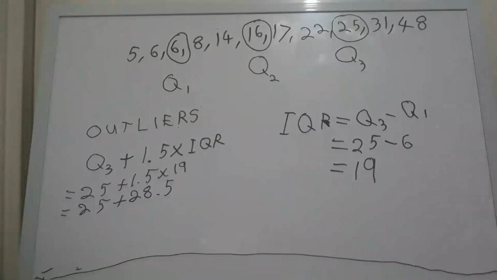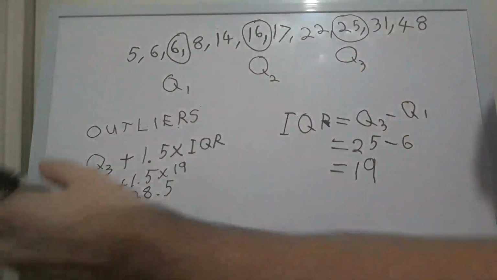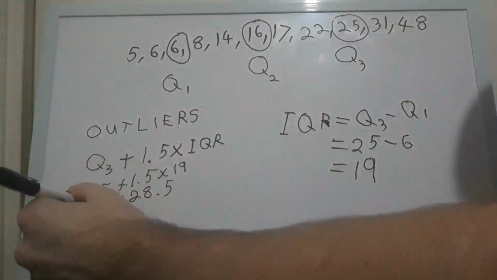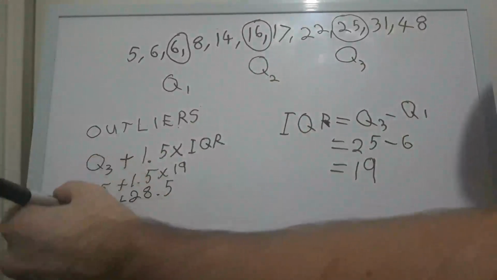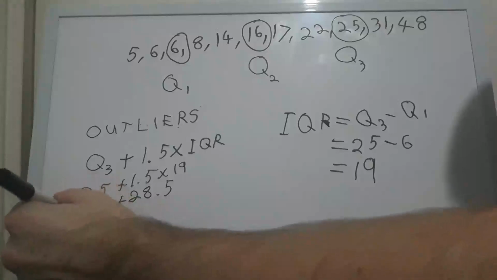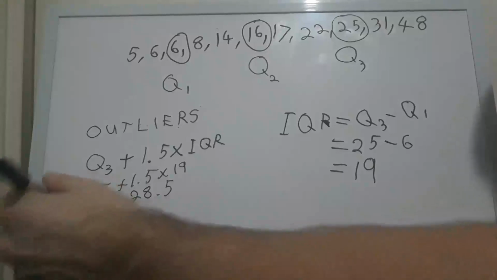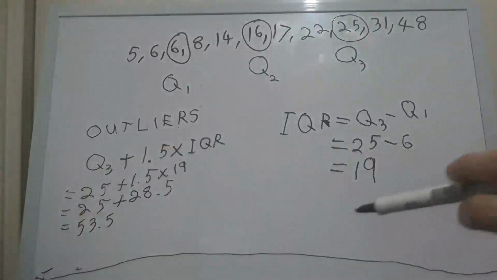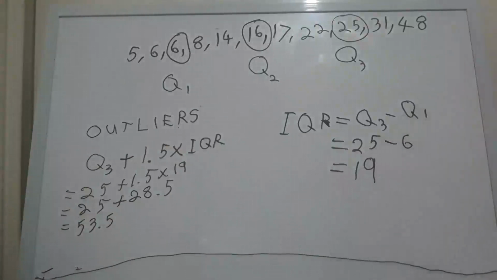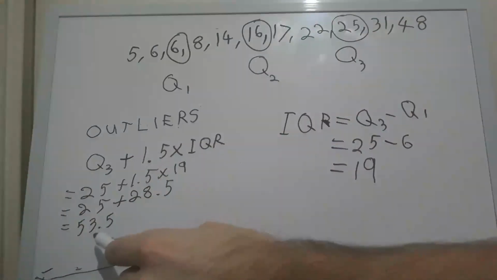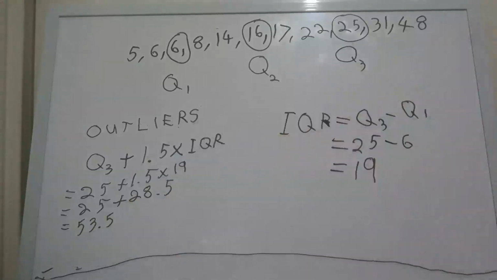Okay, so then if we add these together, you'll have a 0.5 at the end. 5 plus 8 is 13, carry the 1, 53.5. So if the biggest value you had here was equal to or greater than 53.5, then it would be an outlier, and you could get rid of it, or you could ignore it in any subsequent analysis.